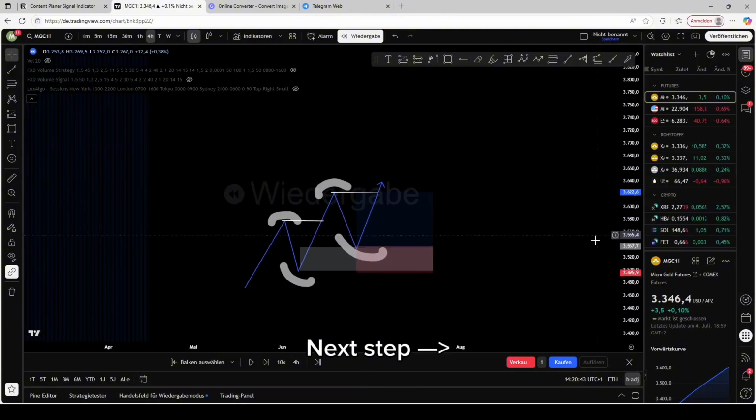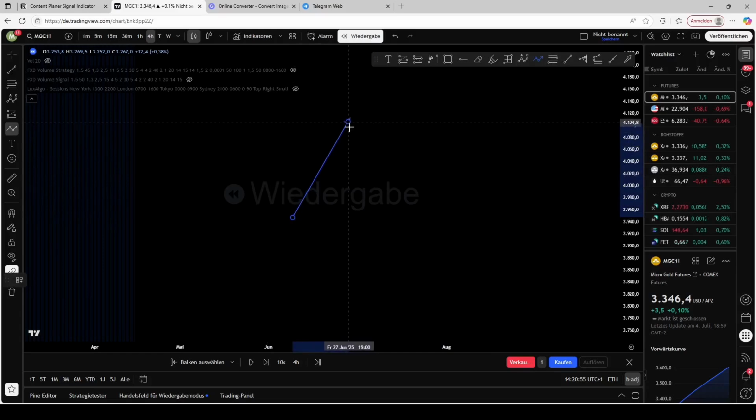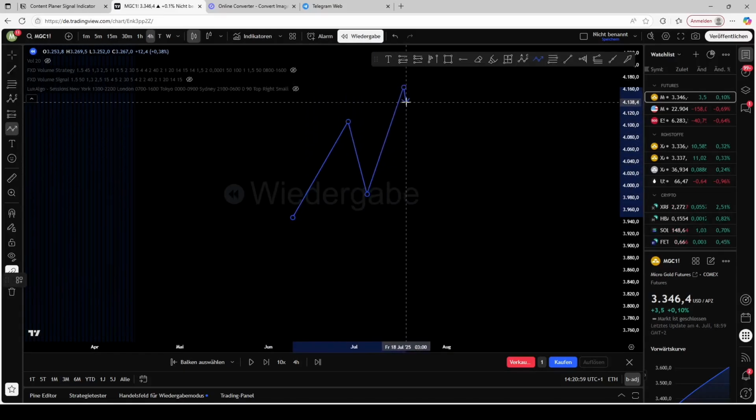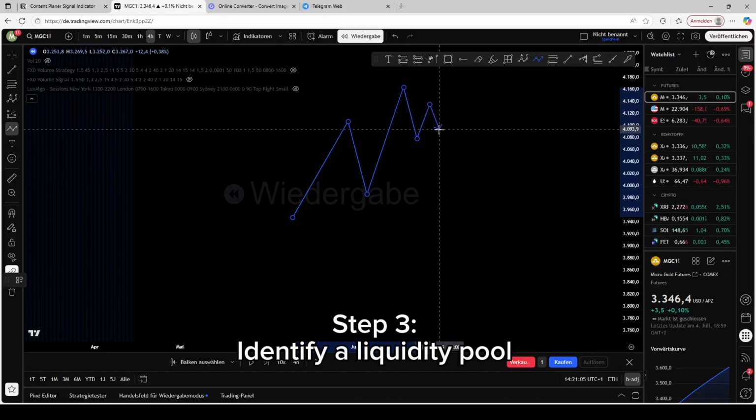So what we want to look for as exact entries is something like this. Here we have a bullish trend: swing high, swing low, swing high. Now we want to enter at the swing low, like here. What we're looking for is something like an accumulation. Why?